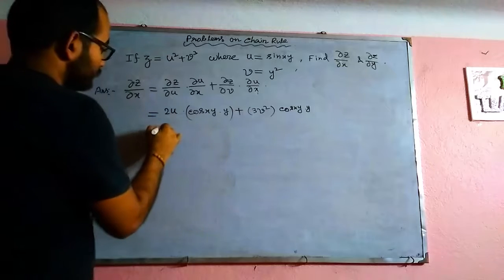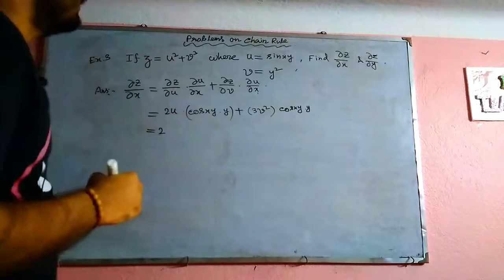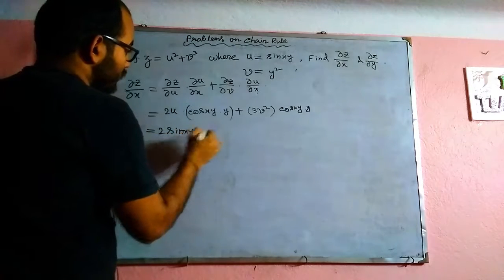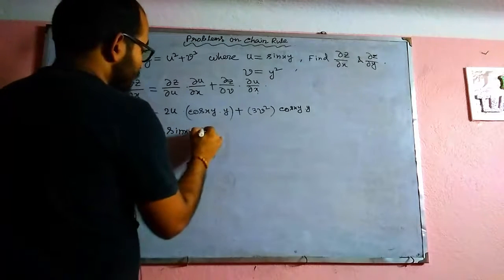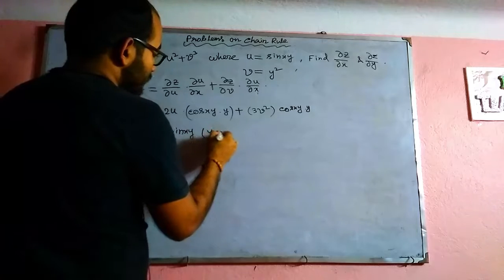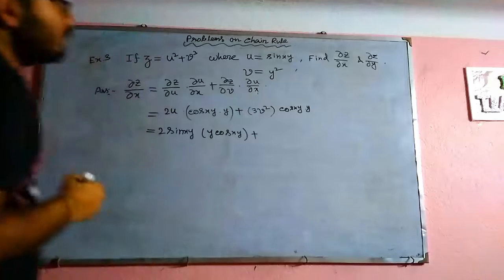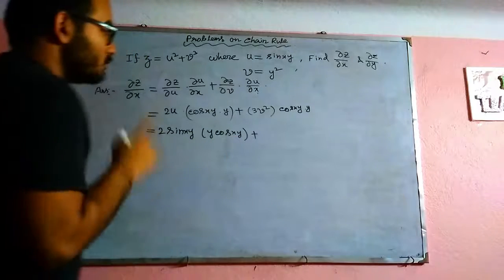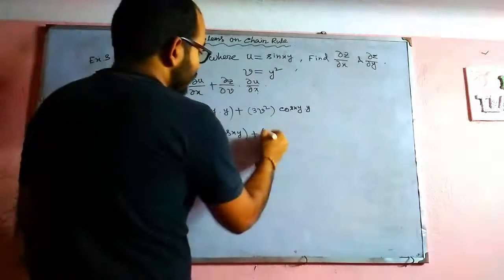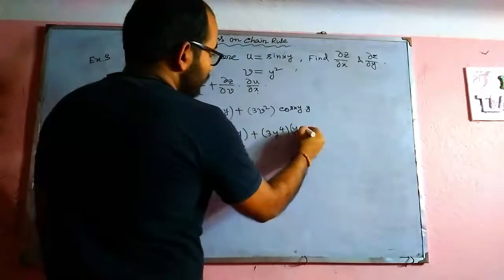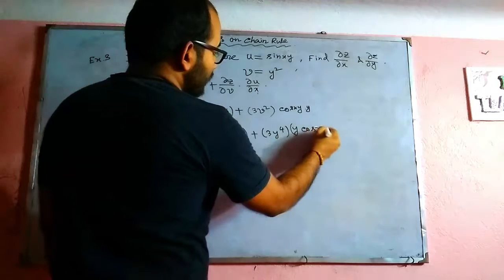So what is u? U is sin xy. And what is v? V is y square. So v square is y to the power 4. So this is y to the power 4 into 4x.